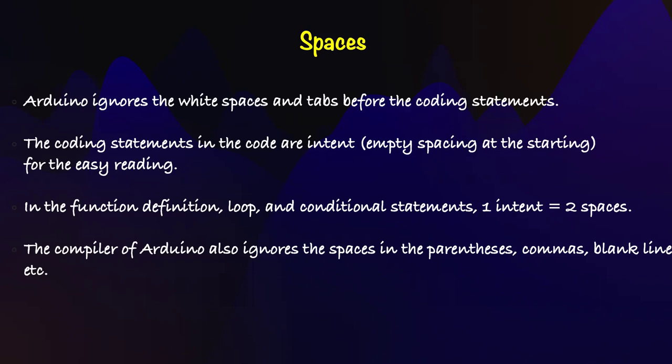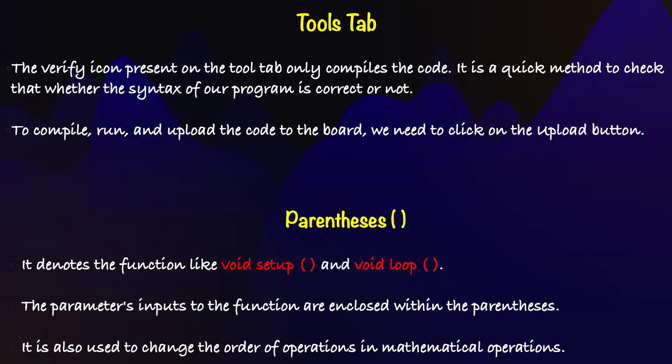So in the function definition, loop and conditional statements, one indent equals 2 spaces. Remember that. This needs to be remembered. The compiler of Arduino also ignores the spaces in the parentheses, commas, blank lines, etc. These are about spaces. Now come the tool tabs.